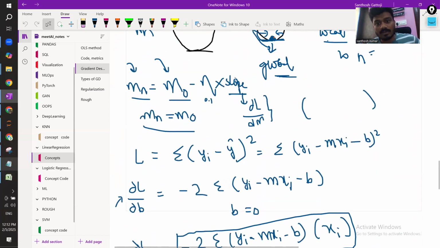When you do this and subtract it from the old value, you get the new value. With the new value of M and new value of B, that means you get a new line. With that new line, again you will do the same process again.